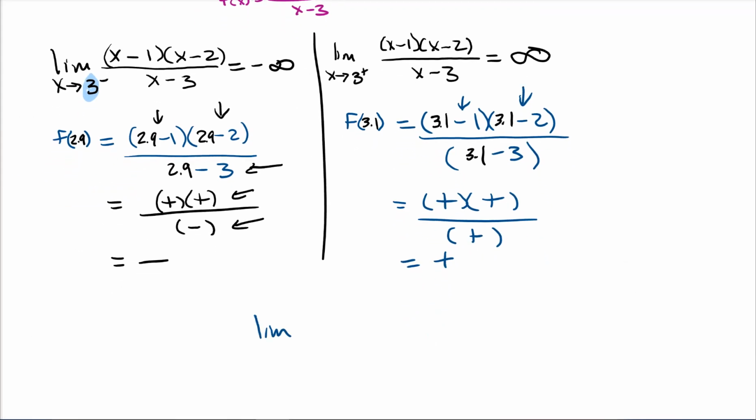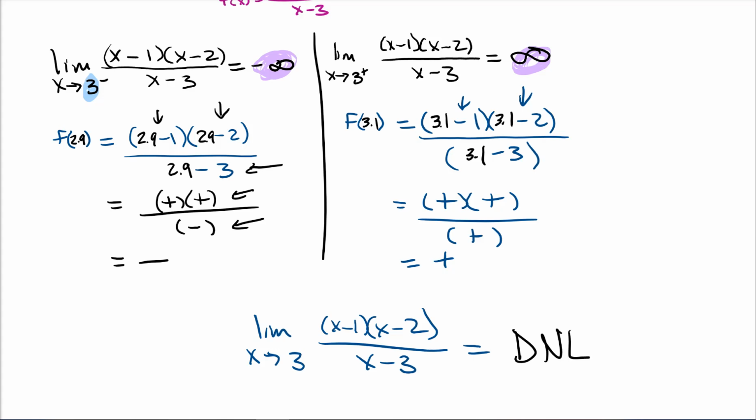So now we look. What's the limit as x tends towards 3, period, of x minus 1 times x minus 2 all over x minus 3? So we look, and we're like, well, the limit from the left was negative infinity. The limit from the right was positive infinity. Therefore, the actual limit does not exist.